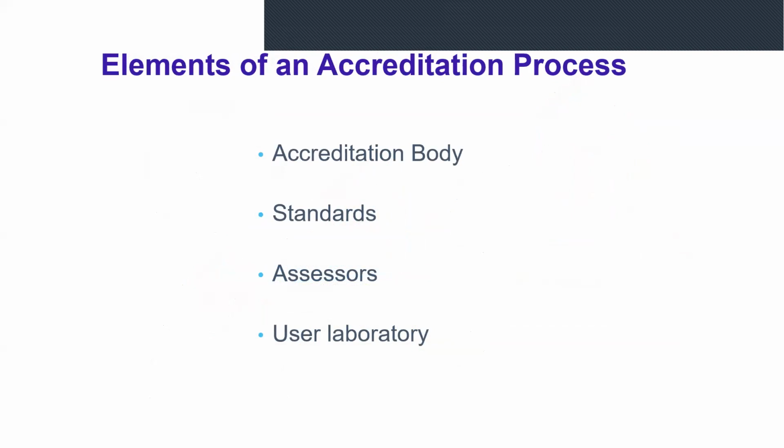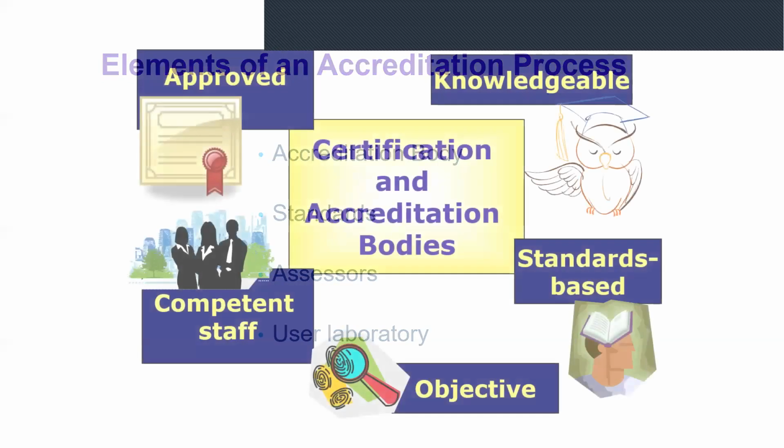So the elements of the accreditation process: you need an accreditation body, you have your standards, you need to have assessors, and you need to have a laboratory so that they can go ahead and inspect or assess that place. I think we've talked about the different components. It's sometimes a little tricky to think about it, but it's a good way of trying to stratify the different components of the accreditation process.